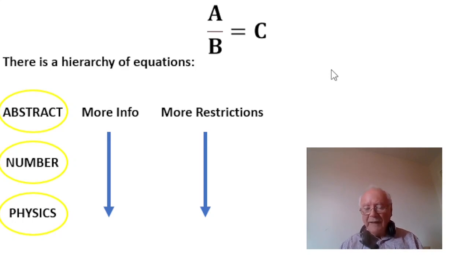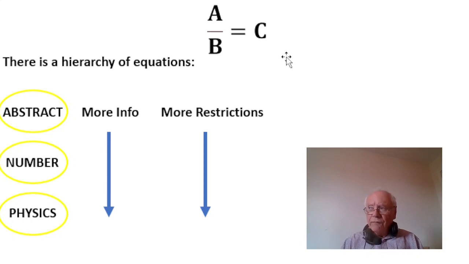We don't have to worry about that. We have complete freedom, but we don't have much information. If I then say that this is a maths equation, but A, B, and C are numbers, then that gives us more information, but it gives us more restrictions. For instance, in A over B equals C, B can't be 0, or if I put this equation in the form A over C equals B, then C can't be equal to 0. It depends on how the equation actually looks and what's on the denominator.